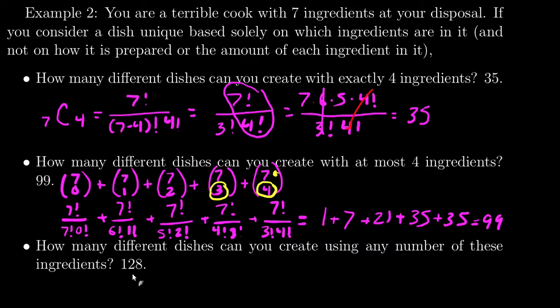And then finally, I could continue this process and do 7 choose 0 plus 7 choose 1 all the way up to 7 choose 7. But there's a smarter way. If there are 7 ingredients, I can either have an ingredient in a dish or not in a dish. So I can sort of turn the ingredients on and off. So for each ingredient, there are 2 possible states for it to be in. Either it's in or not in.